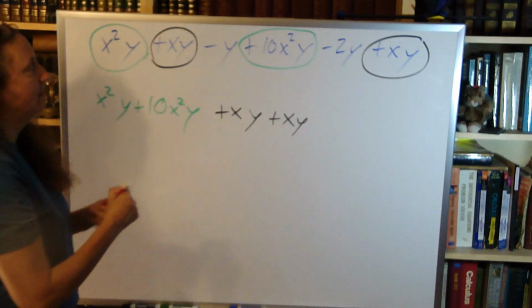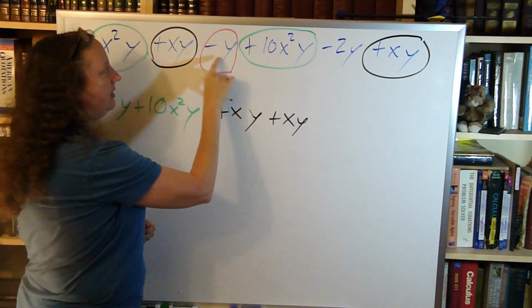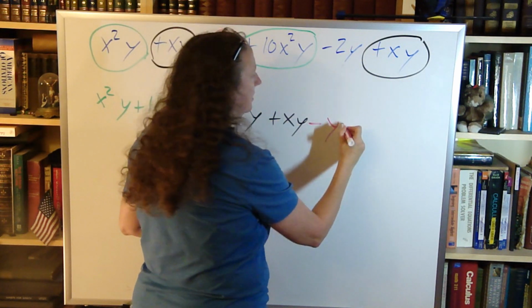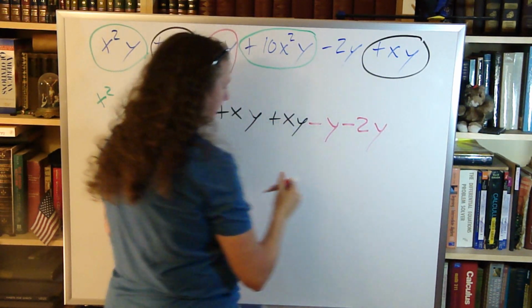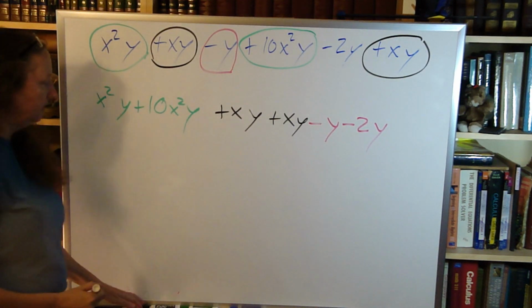Then I have what I have left. Minus y, take the minus with the y, minus 2y. Now I can combine this stuff.